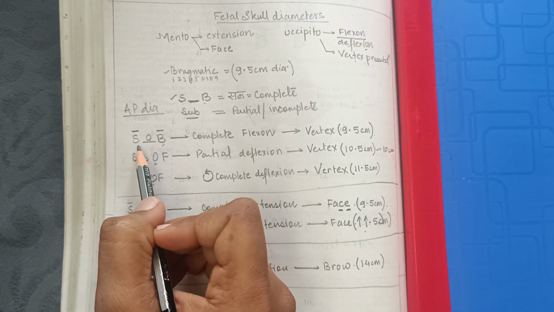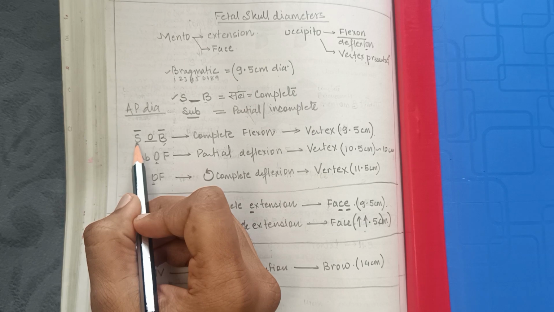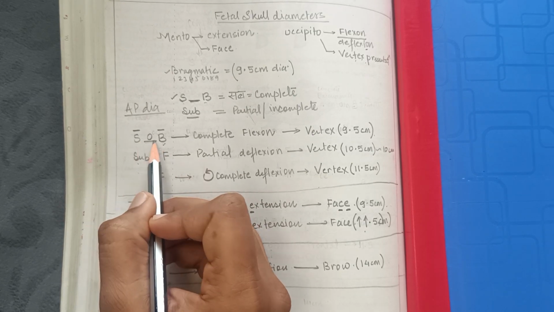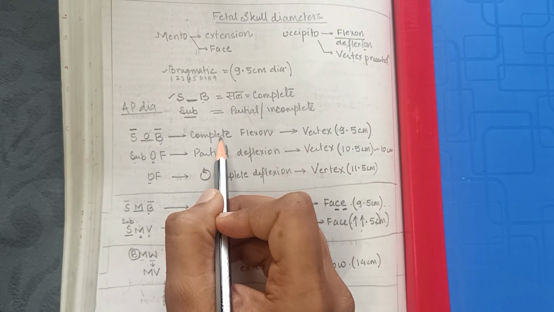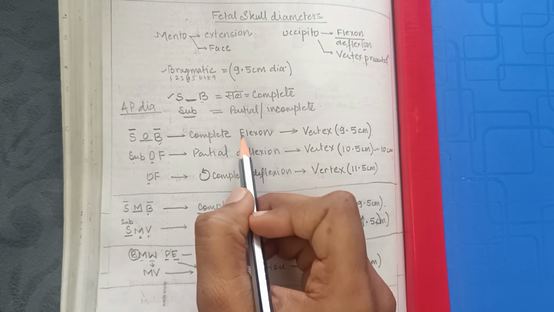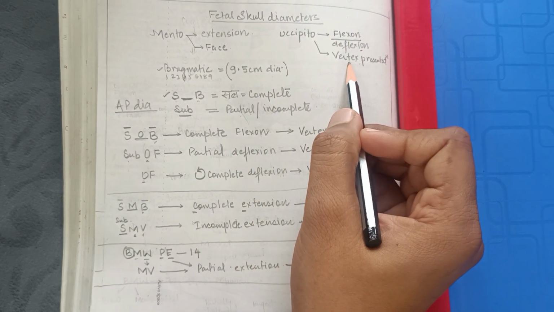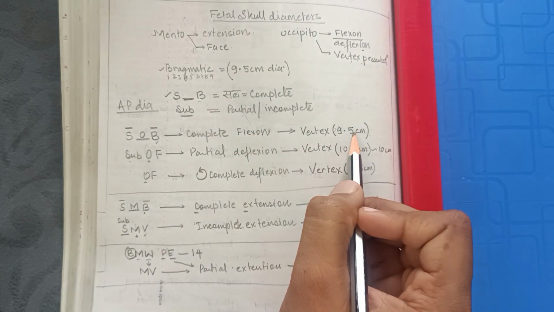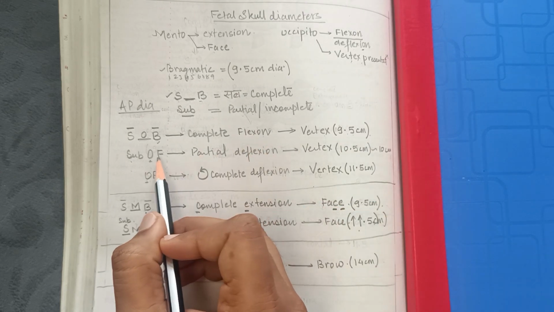AP diameters is like suboccipitobregmatic. So here what we have is capital S, capital B, and something in between. Sub is like complete, so we have written complete, and occipito is related to flexion, so we'll write flexion. And occipito is also related to vertex, so vertex presentation, and bregmatic is 9.5 diameter, so I have written 9.5 diameters.